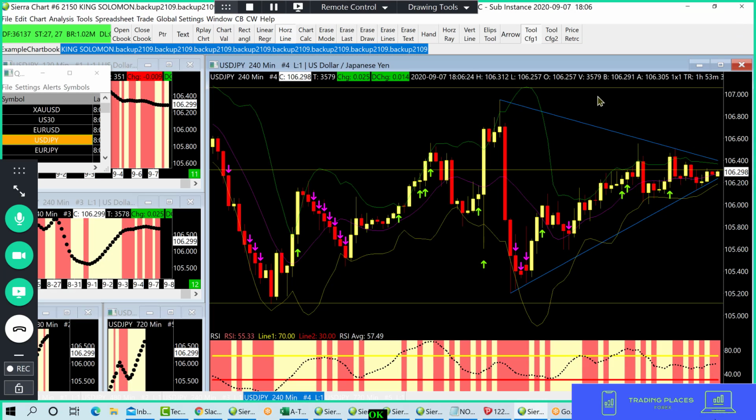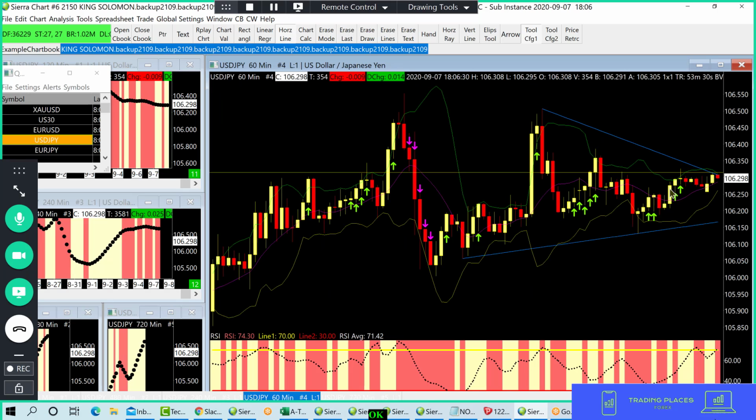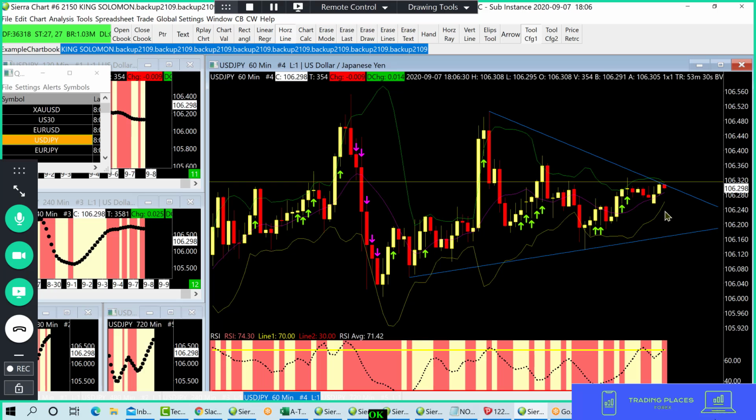Now what I want to do is reduce this and go back to the 60-minute to put it under a microscope, right? At one point this was a yellow candle and it hit this resistance line. It's probably going to come back down. This resistance line is at the top of the Bollinger Band. So the Bollinger Bands do act like support and resistance.